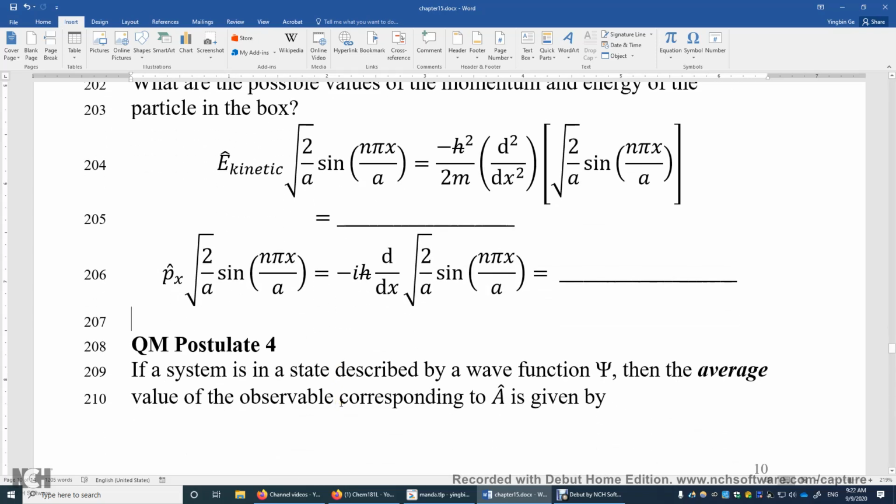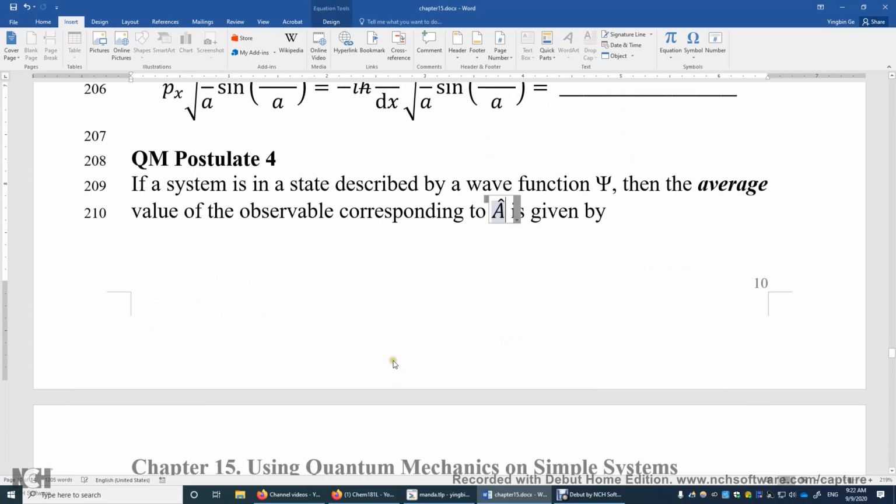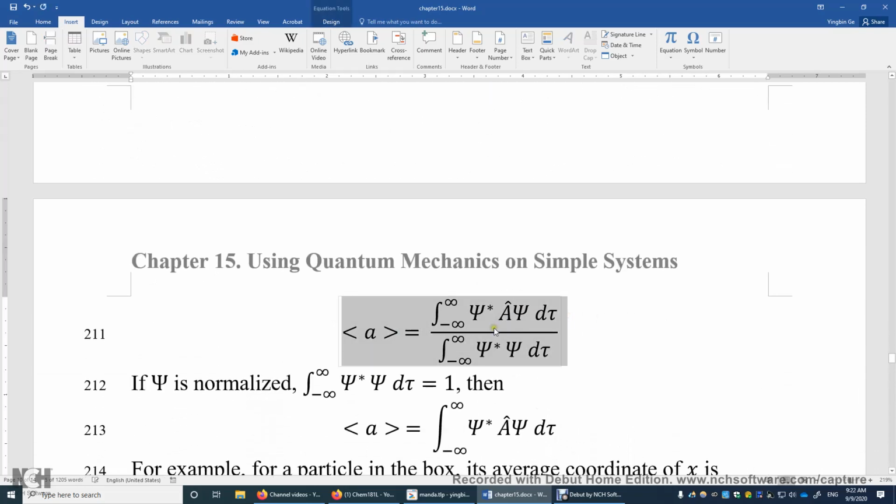Postulate 4. If a system is in a state described by a wave function psi, then the average value of the observable corresponding to this operator is given by this equation. You need to evaluate 2 integrals. On the bottom, it's just the integral of the squared modulus of psi. Again, the squared modulus of psi is simply the complex conjugate of psi times psi.